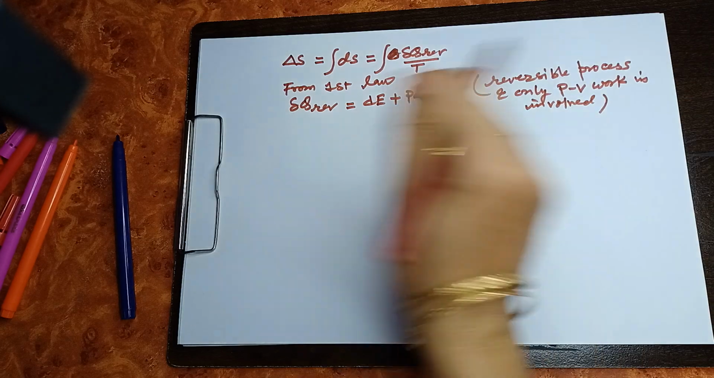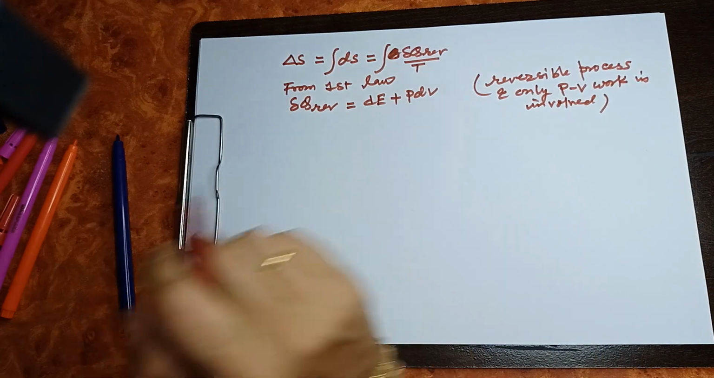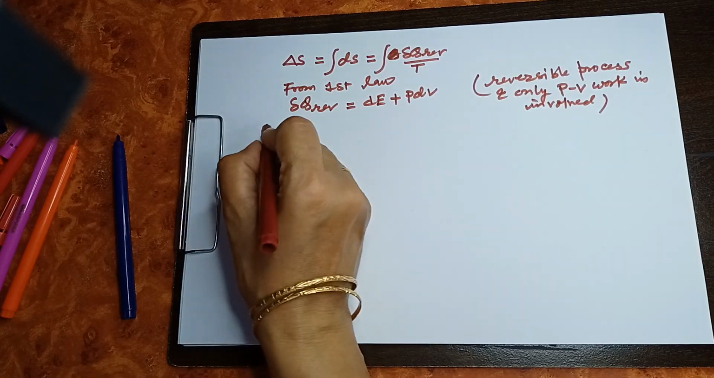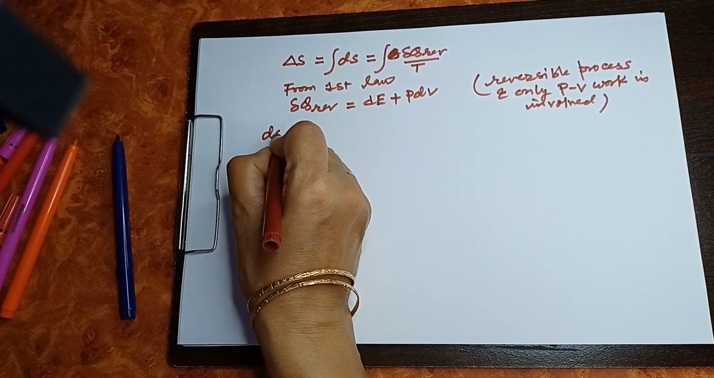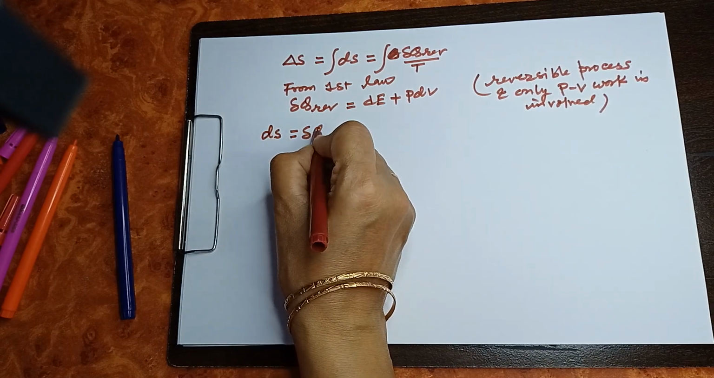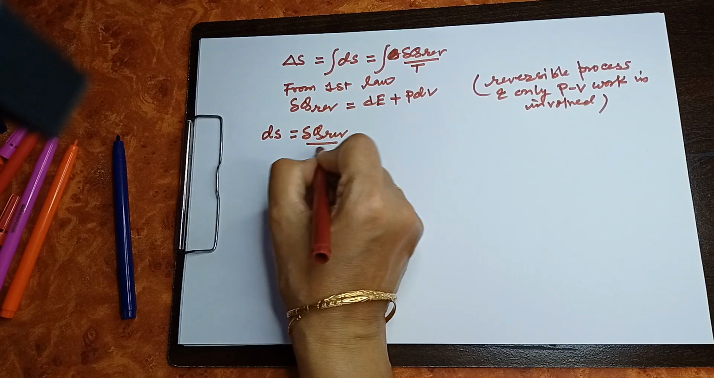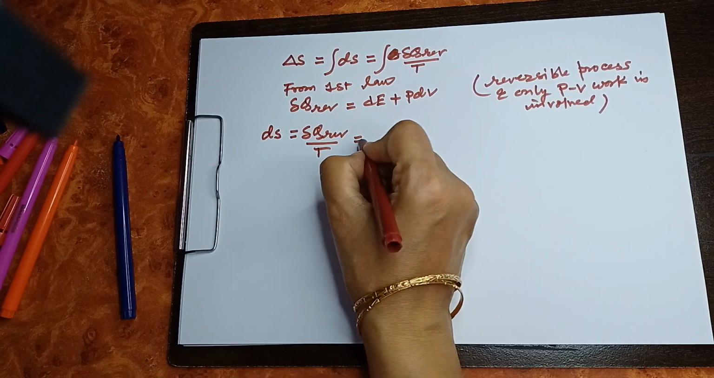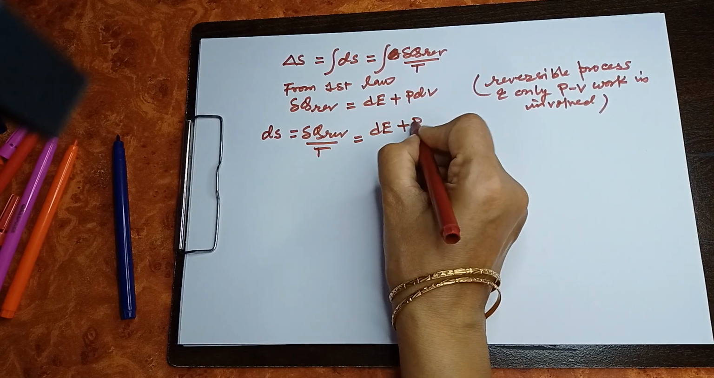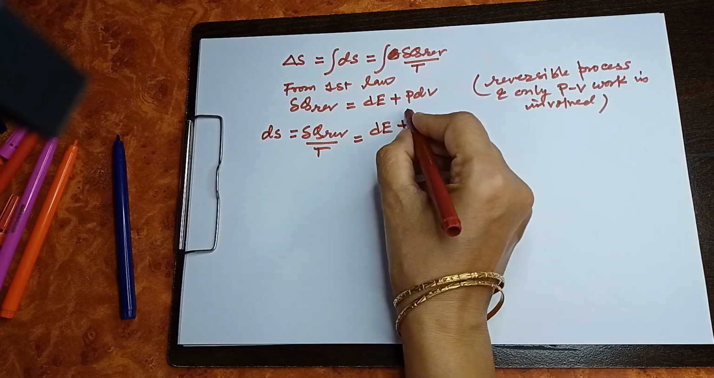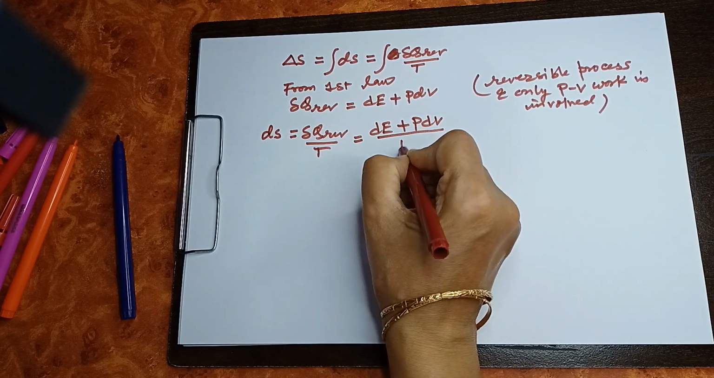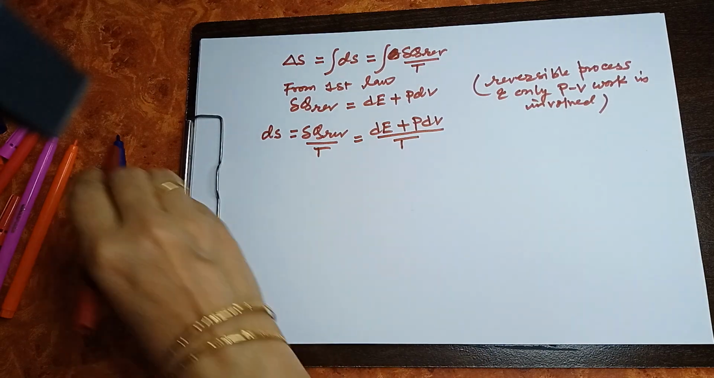Okay. So, this is dQ reversible. Fine. Now, that means that dS, or small change of the entropy, is equal to dQ reversible by T, and that will be equal to dE plus PdV, where P is the external pressure and dV is the volume change, divided by T.